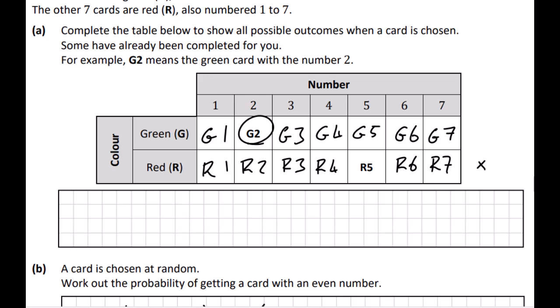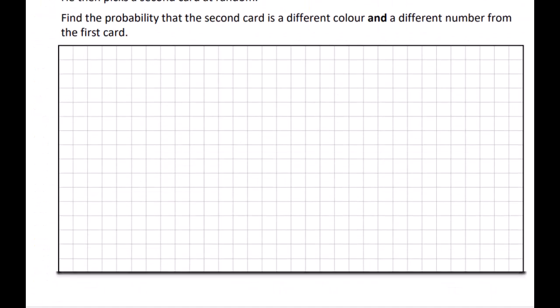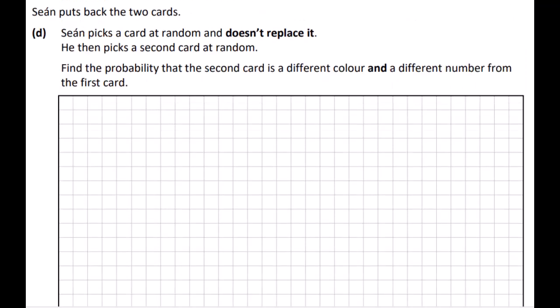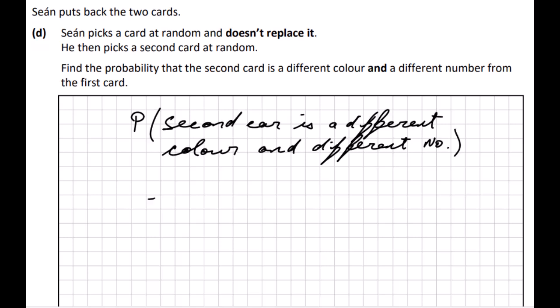So really, whatever card he picks initially, there will only be 6 cards that are a different colour and a different number left. So it's going to be 6, and there are only going to be 13 cards left, so it's going to be 6 out of 13. And that's it for question 2.